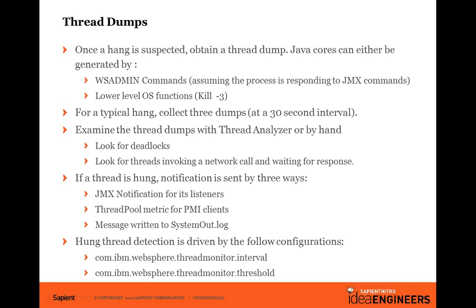So the best practice is, if you run into an issue of the JVM being slow, take 2 to 3 thread dumps at 30-second intervals, and then compare the thread IDs, right? So it looks something like this.